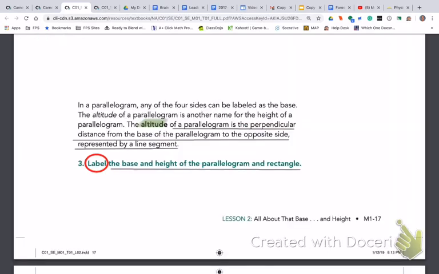In a parallelogram, any of the four sides can be labeled as the base. The altitude of a parallelogram is another name for the height of a parallelogram. The altitude of a parallelogram is the perpendicular distance from the base of the parallelogram to the opposite side, represented by a line segment. Please answer number 3 with your group.